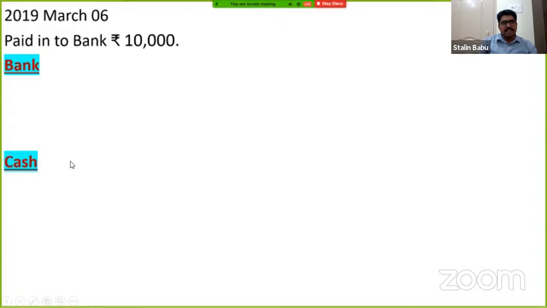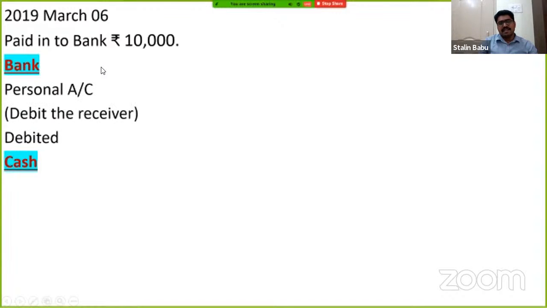Bank account and cash account. Bank account belongs to personal account, artificial person. Cash comes under real account. Okay. Then what is the principle for personal account? Debit the receiver, credit the giver. Bank is the receiver of the cash. So bank account is debited.